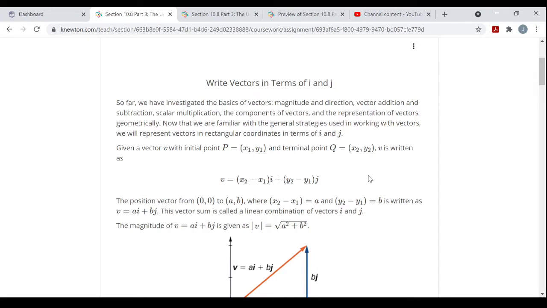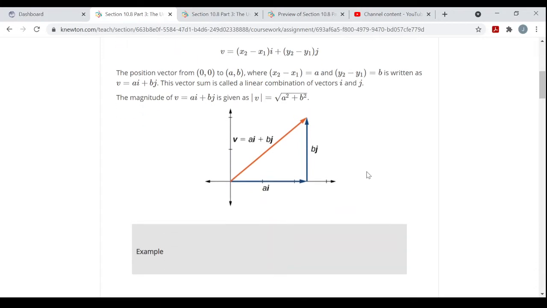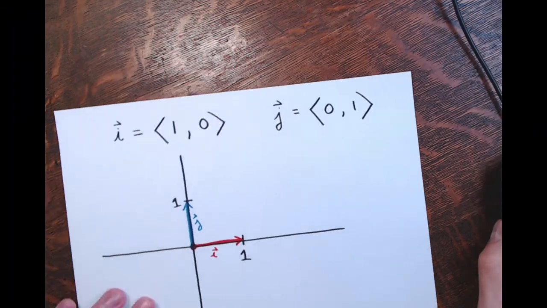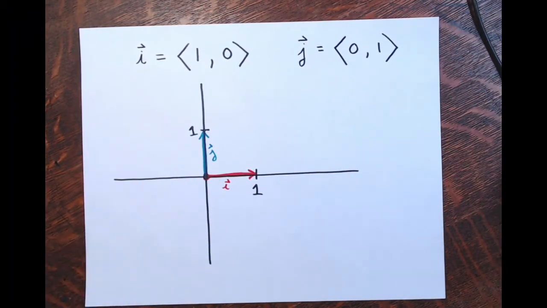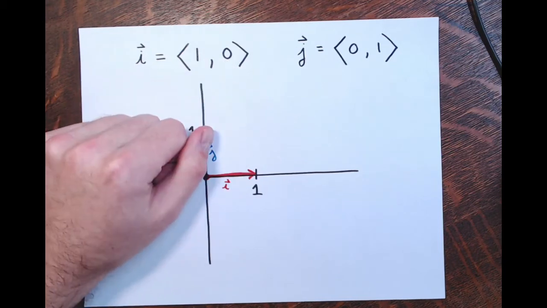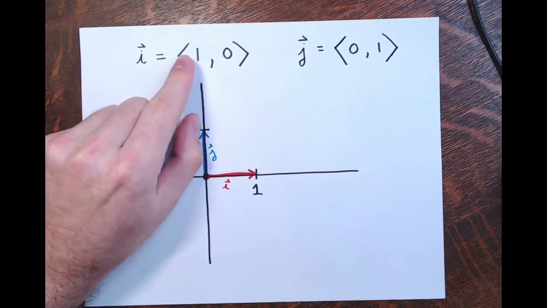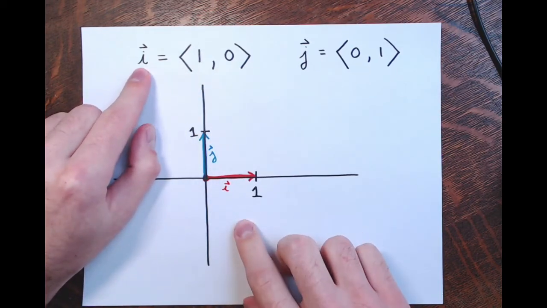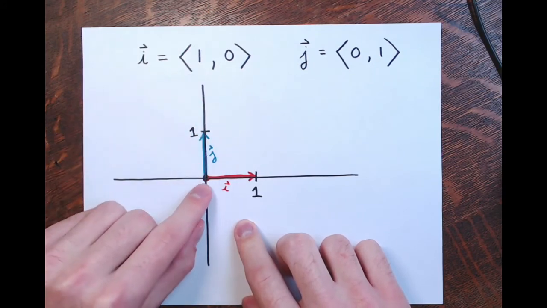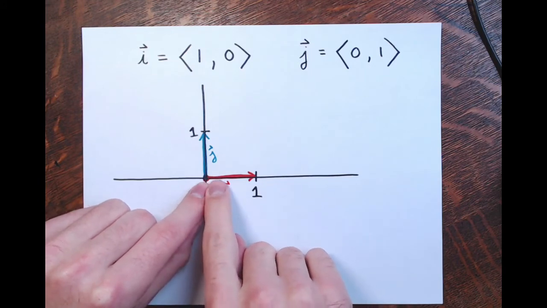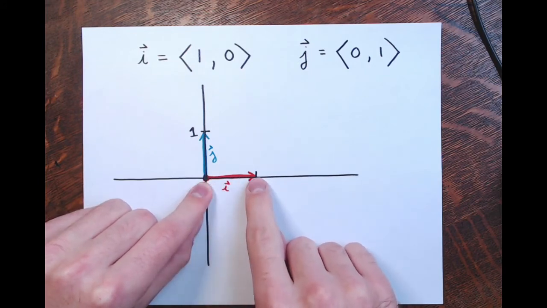Now they do not mention what i and j are here, so I've drawn them out for you. Vector i is simply the vector with components 1, 0, if you were to write it as a standard vector with the wedge notation like this. This vector i simply means a motion of 1 unit to the right. So if I were starting at the origin, the vector i would be the motion 1 unit right, that arrow there, to the point 1, 0.